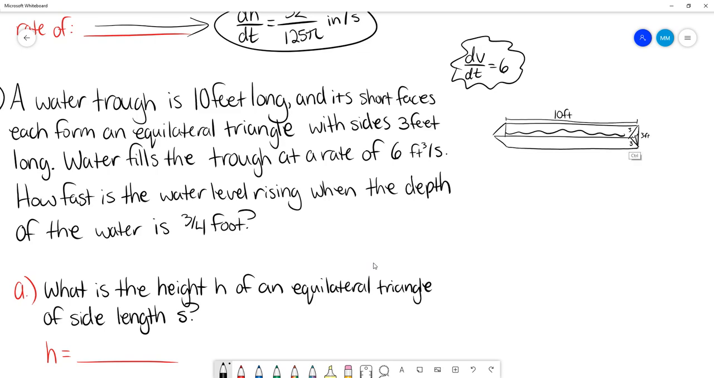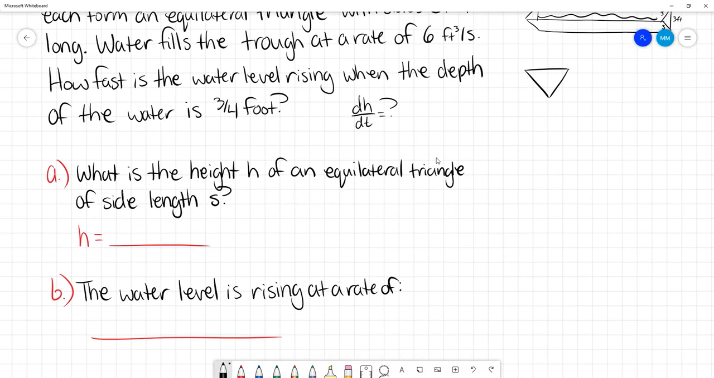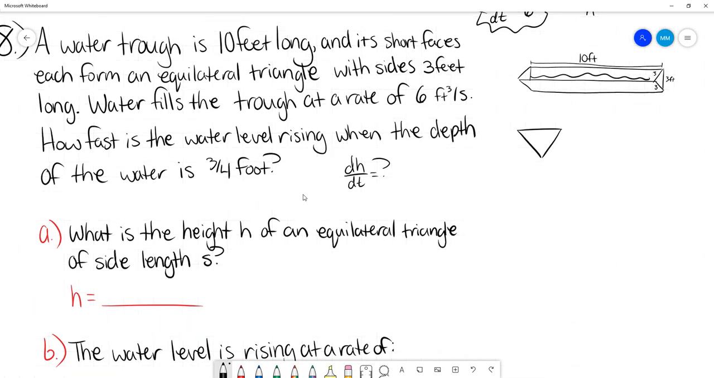Our water level is going to be shown on that face, right? So we want to think about our triangle. Again, we're going to use H, which means that we're looking for dH/dt. And the first thing they ask us, actually, to help us get to that answer is, what is the height H of an equilateral triangle of side length S? We want to keep that in terms of S.